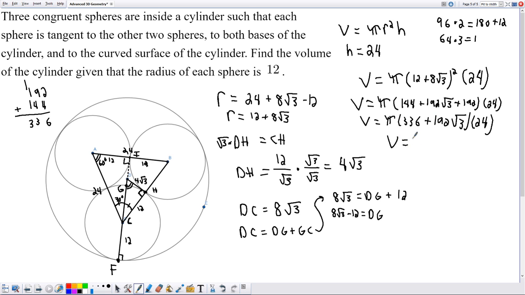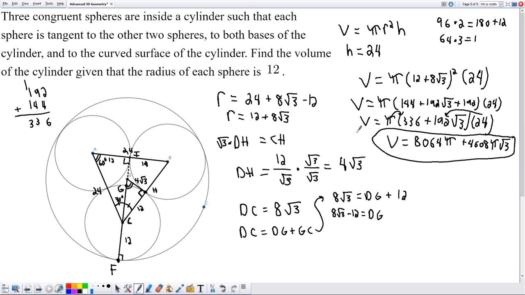So that'd be 8,064, also multiplied by pi, so just put a pi there. Then we have to do 24 times 192. So 24 times 192 is 4608 pi times the square root of 3. Now that is our final answer.